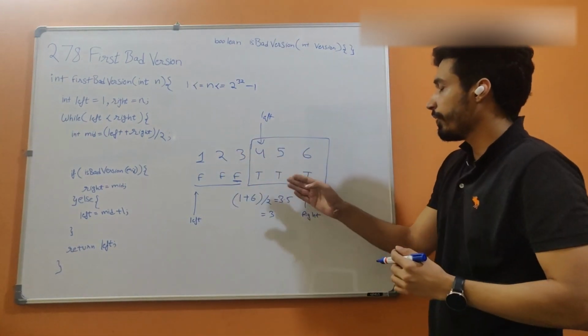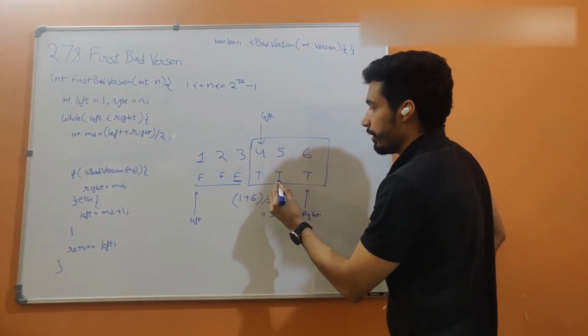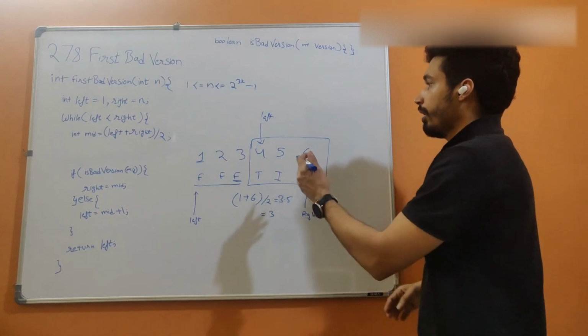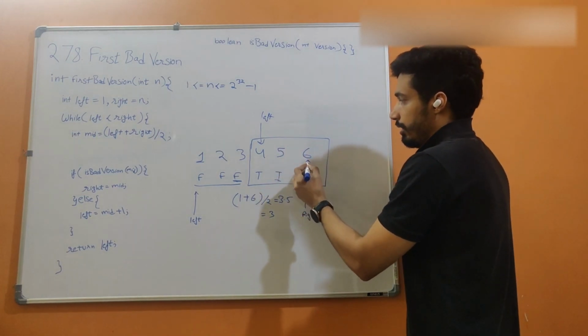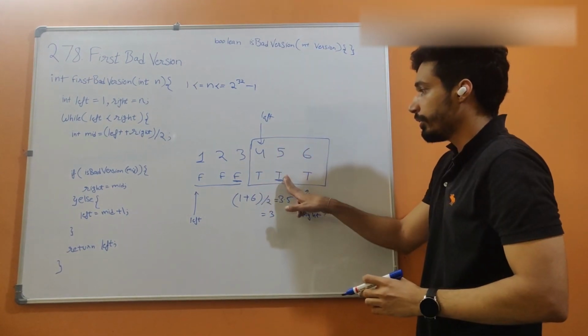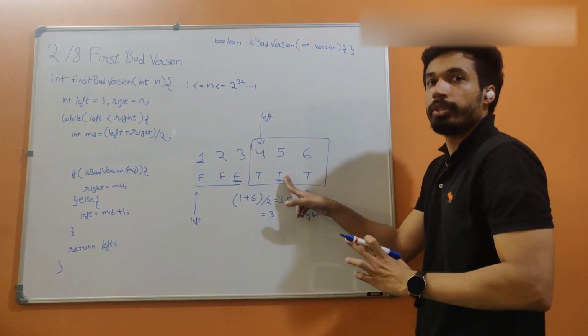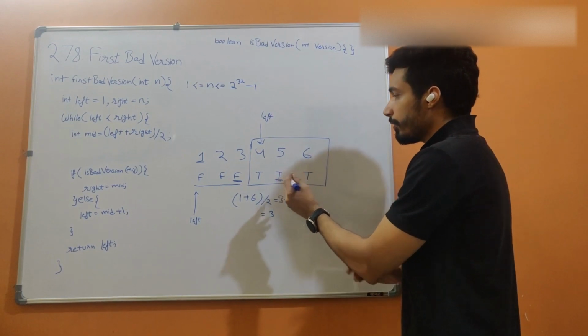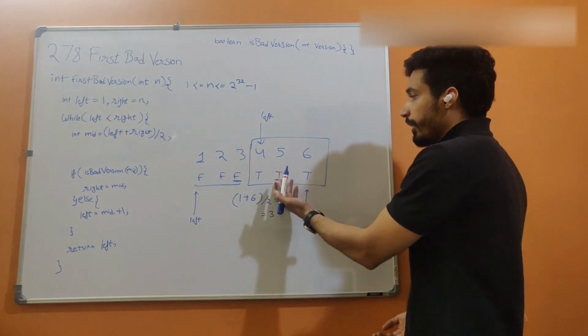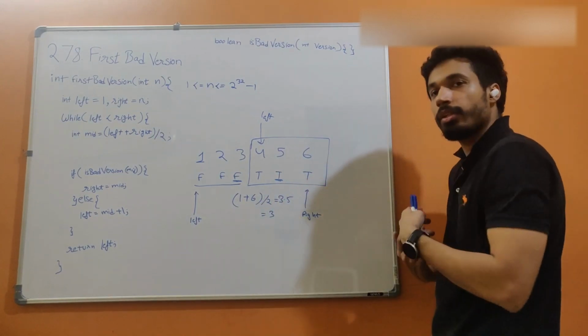Alright, now if we find the mid value, we will get 5 as the mid value. So we know that if you pass 5 to isBadVersion, it will return true, right? It is the bad version. So now we know that all the versions after 5 are bad versions, because if 5 is the bad version, all the versions after that are also bad versions.